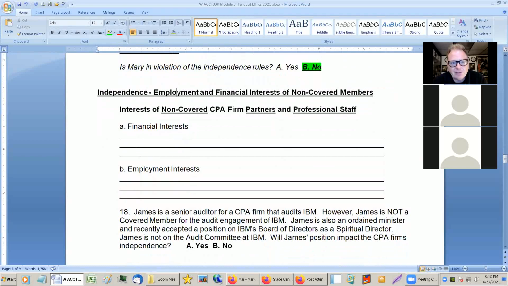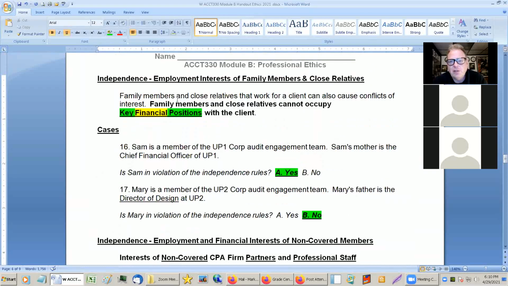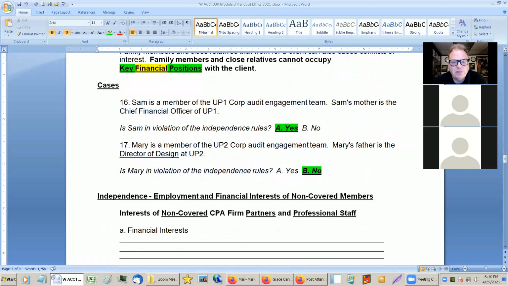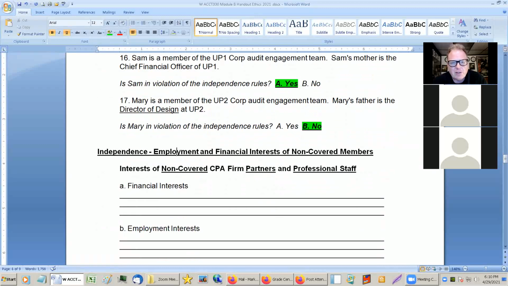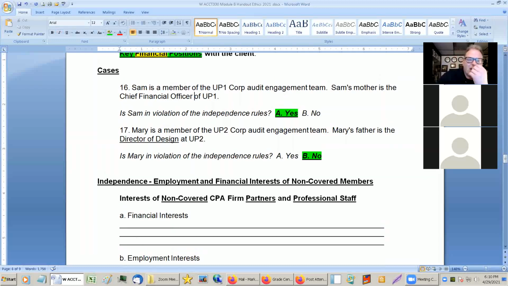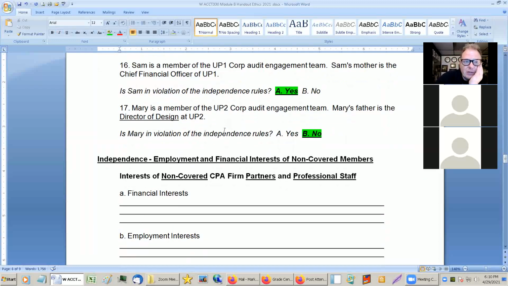Now, any questions on those? So family members can't be in key financial positions. Yeah, family members and close relatives cannot be in key financial positions. And those are ones where there's probably not a lot you can do. If it was just simply selling stock, you could ask your parents, but I doubt that Sam's mother is going to give up the chief financial officer position.